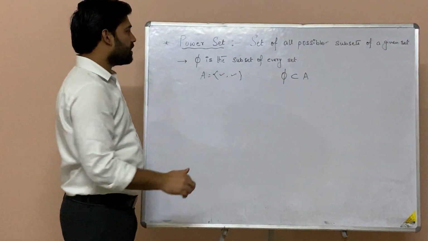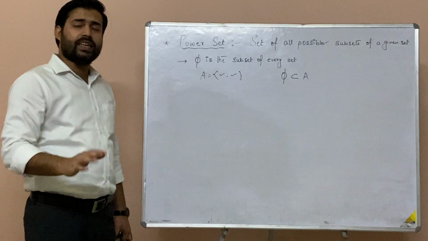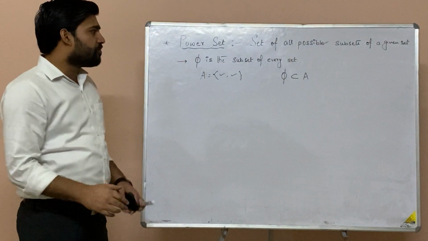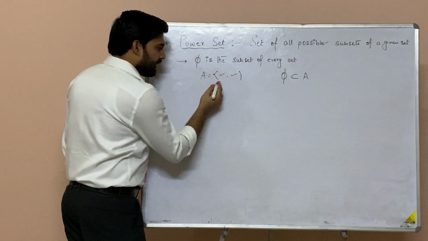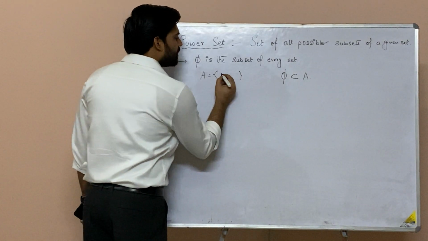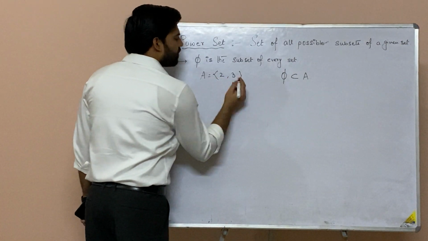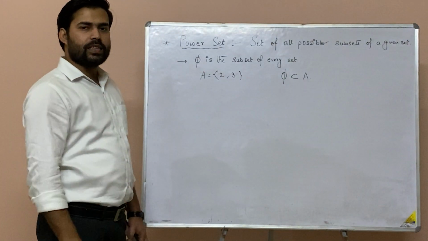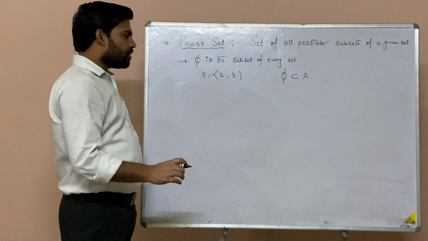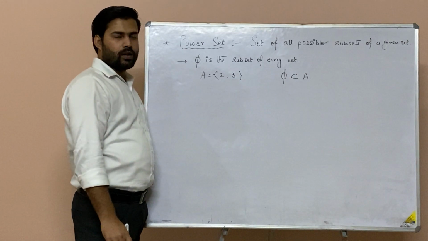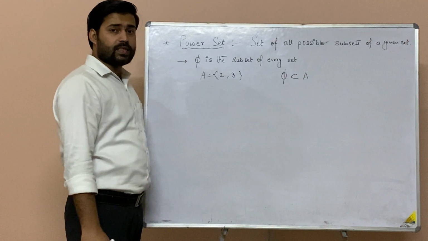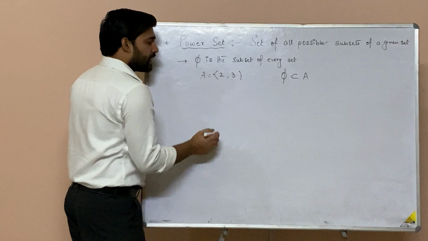By that logic, you can say phi is the subset of every given set. Apart from that, now suppose I am having a set A, comprised of elements 2 and 3. Now if I ask you, what are the possible subsets of this given set?